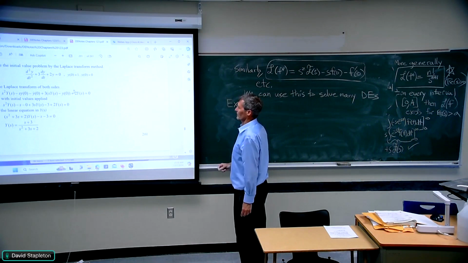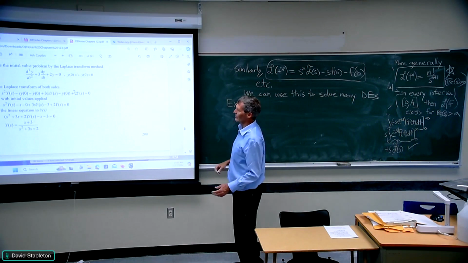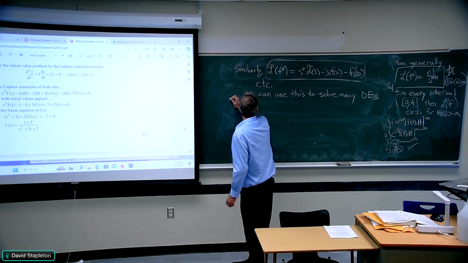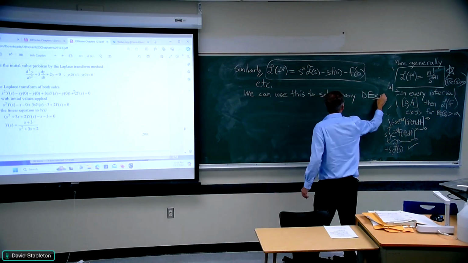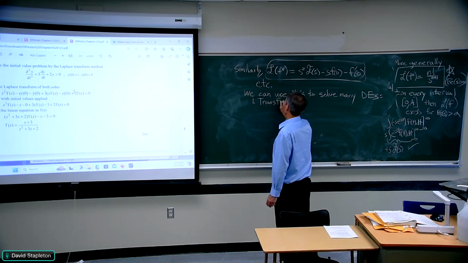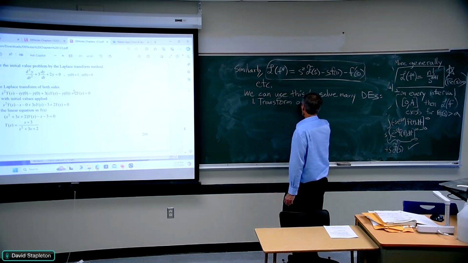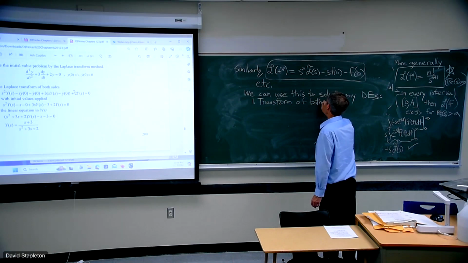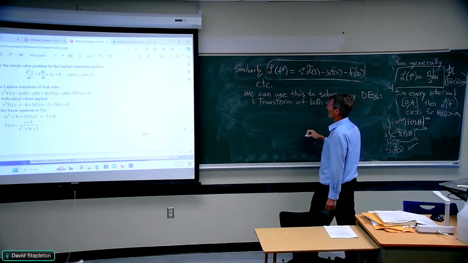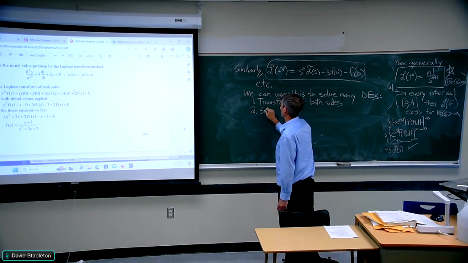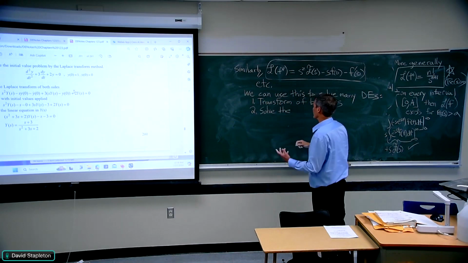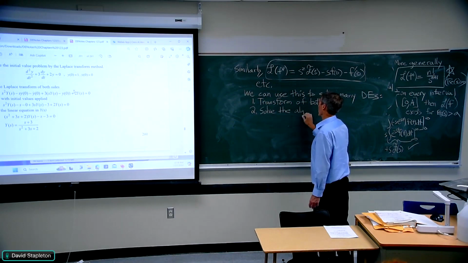What you do in these things is three steps. One, you take the transform of both sides of the equation. So we can use it to solve DEs in the following manner. One, take the transform of both sides. That turns it into an algebraic equation. So the next step is to solve the algebraic equation. And if it's a linear equation, you get a linear algebra equation, which is easy to solve. Solve the algebraic equation that results.